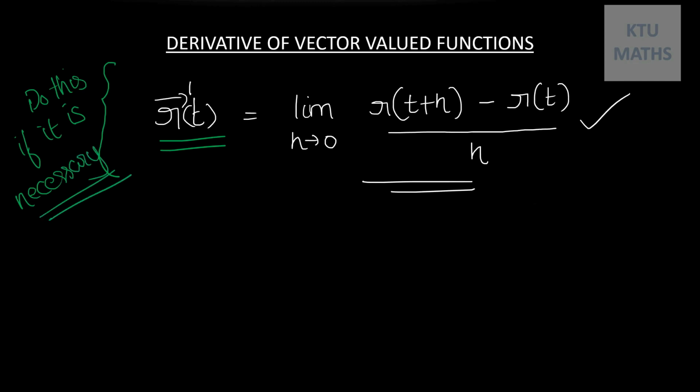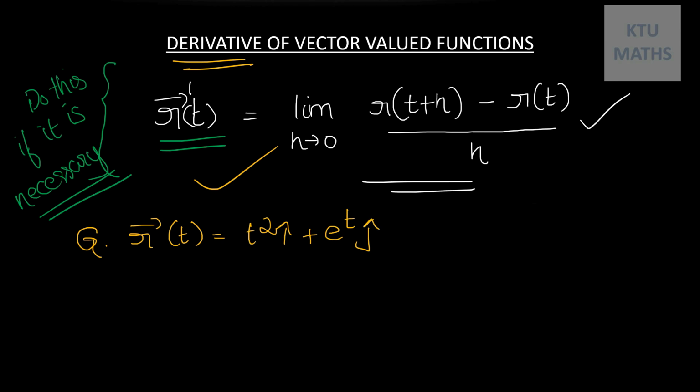But in most of the function, you will only get questions to find the derivative, not to prove the derivative like this. Now we can find the derivative of one function so that you will better understand derivative of vector valued functions. Okay. Vector r(t) is t square i cap plus e raised to t j cap plus 2 cos pi t k cap.